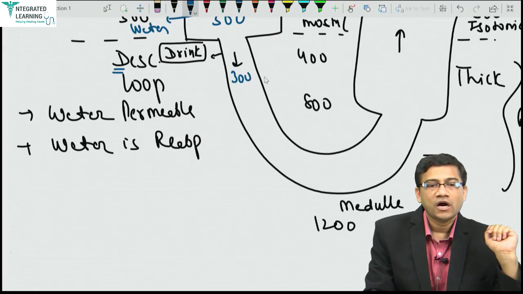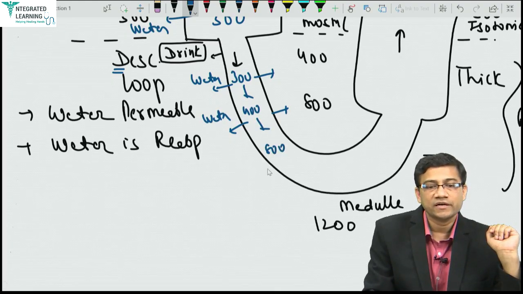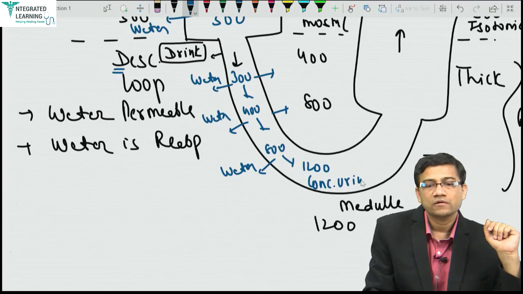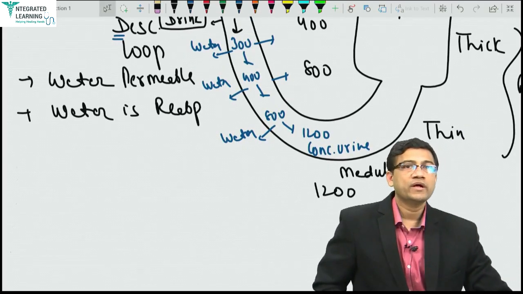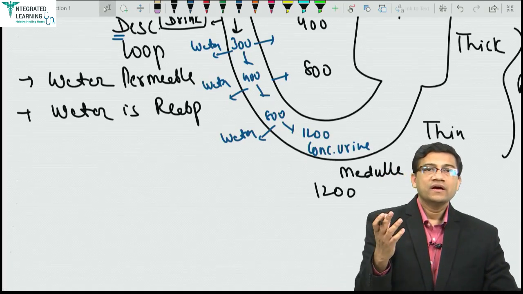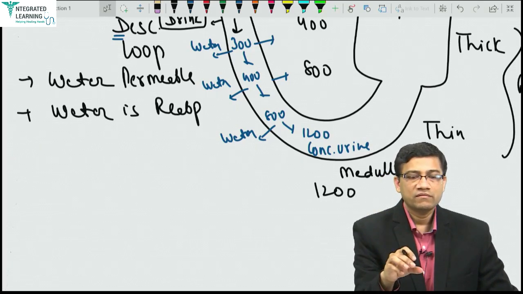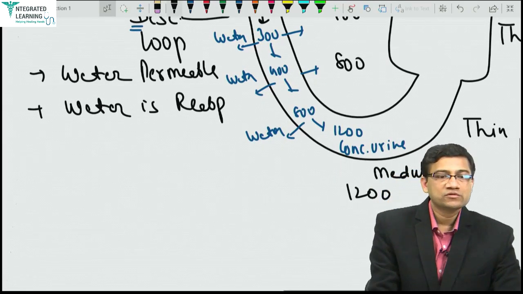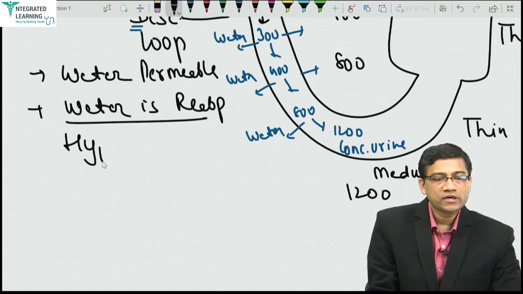It is 300, outside is 400, so water moves out. Now it becomes 400, but outside is 800. Again the water goes out. Now it is 800, but water still goes out to the 1200. It becomes ultimately 1200. That is concentrated urine. So ultimately the osmolarity will become very, very high, as high as 1200. So we have made concentrated urine in the descending loop of Henle, hypertonic urine is formed.